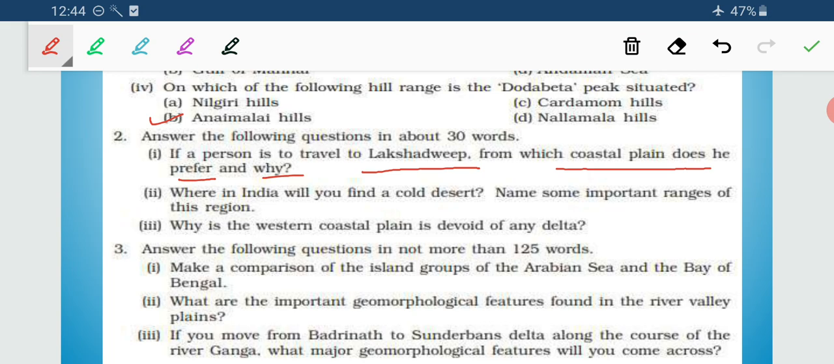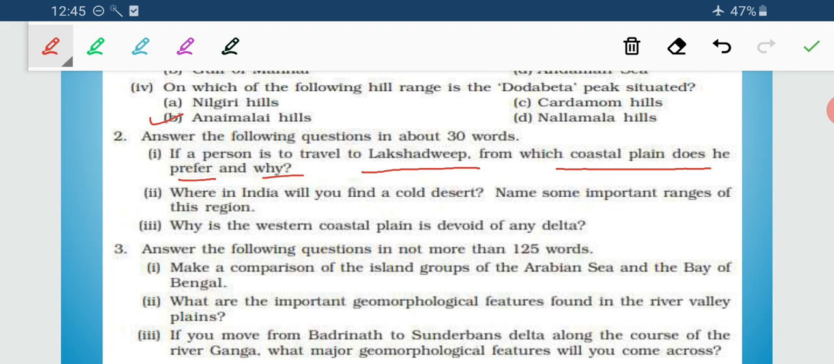The western coastal plain is devoid of any delta because, number one, the western coastal plain is higher than the eastern coastal plain. Number two, the western coastal plains are not dissected by any rivers originating from the eastern part. And number three, the rivers draining towards the western part are very short and lack sediments. I am repeating the answer once again. Why is the western coastal plain devoid of any delta?